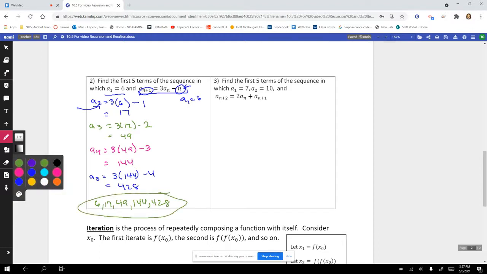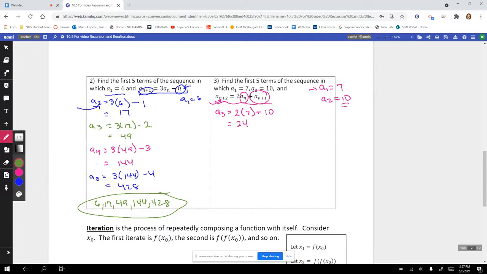All right, let's look at our next one. Again, still kind of building. As we can see, first 5 terms. This time they give us a sub 1 is equal to 7 and a sub 2 is equal to 10. So they've given us the first 2 terms. We only need to find 3 more. If you look at our expression that we're going to be working with, we have a lot of different things going on. So let's see how it goes. So when I start with a sub 3, my n value there would be 1. So it's going to be 2 times my a sub n, which is going to be a sub 1. I'm going to multiply that by 7 plus my a sub n plus 1, which would really be a sub 2, 10. So that gives me 24.